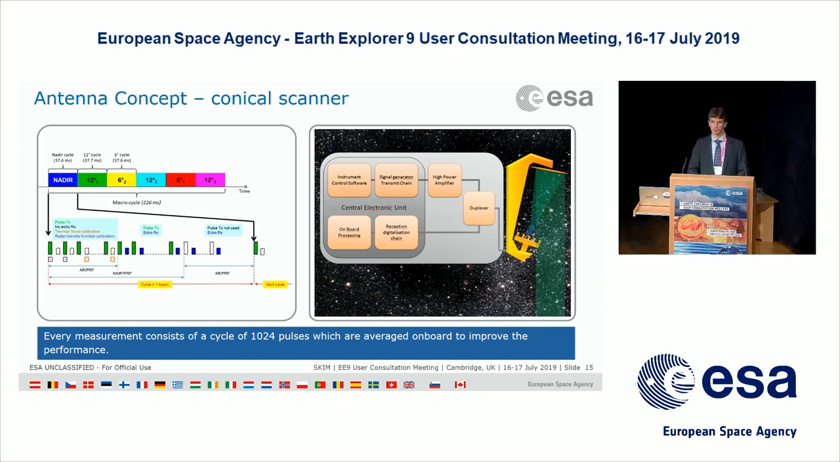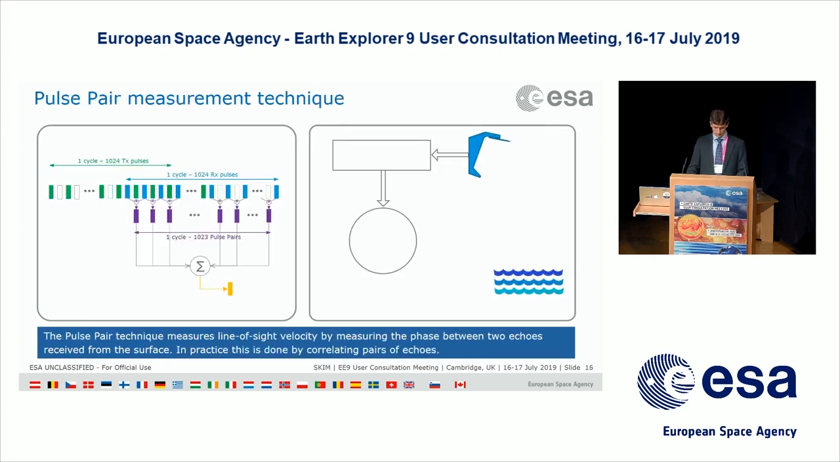So this explains the sampling pattern, but it does not explain how we measure the actual velocities, which is what SKIM is all about. For that, we deploy what's called the pulse pair measurement technique, which I will explain here. It starts by sending a pulse, which reflects from the surface. We are storing this pulse on board, and then the surface will move a little bit, and then we are quickly firing a second pulse, which we store.